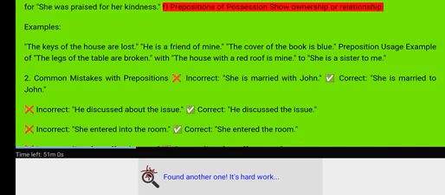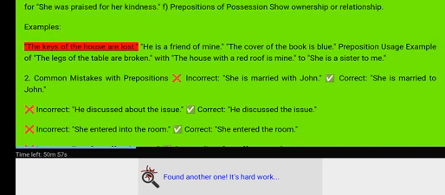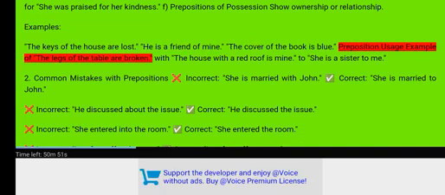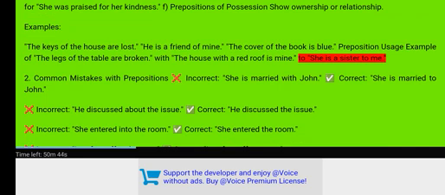F. Prepositions of possession show ownership or relationship. Examples: The keys of the house are lost. He is a friend of mine. The cover of the book is blue. Preposition usage. Example: Of. The legs of the table are broken. With. The house with a red roof is mine. To. She is a sister to me.